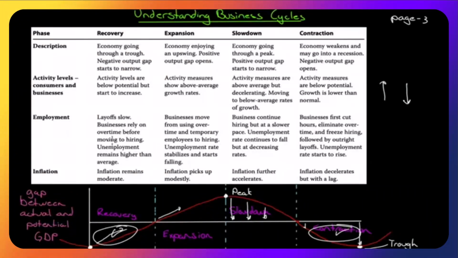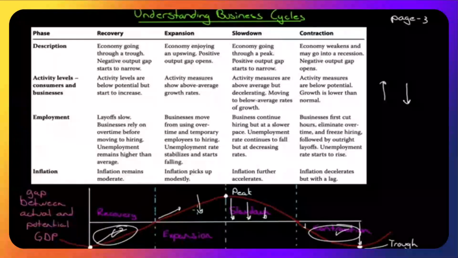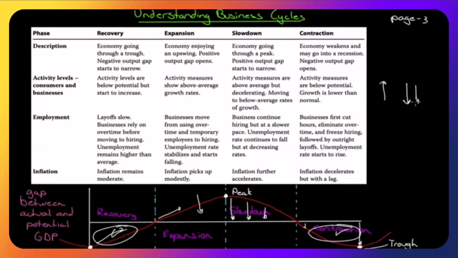In the recovery phase, layoffs tend to slow down. Businesses rely on overtime before moving to hiring. When you're coming out of a recession, a contraction, and business starts to pick up, you're not certain whether it's going to be sustainable. So you tend to use overtime before you begin to hire. Unemployment remains higher than average because we're below potential. If we were here, unemployment would be less than average. But unemployment is one of those things where the lower it is, the better it is. So it would be higher than average in a recovery.